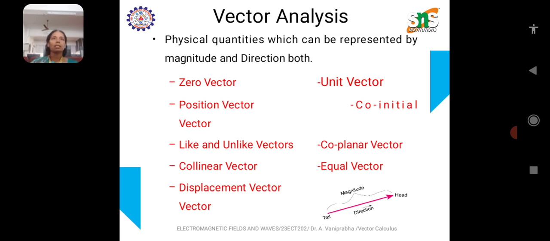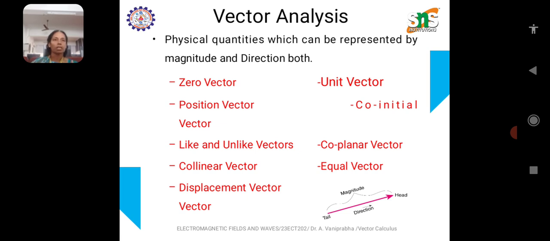Next is like and unlike vectors. We know like is similar, unlike is dissimilar. So if we consider two people moving an object, like pushing a table in the same direction, both are moving towards the same direction in x direction, it means like vectors. If two people move a door in opposite ways, one is pushing and another one is pulling, they are moving in opposite directions, and those are considered as unlike vectors.